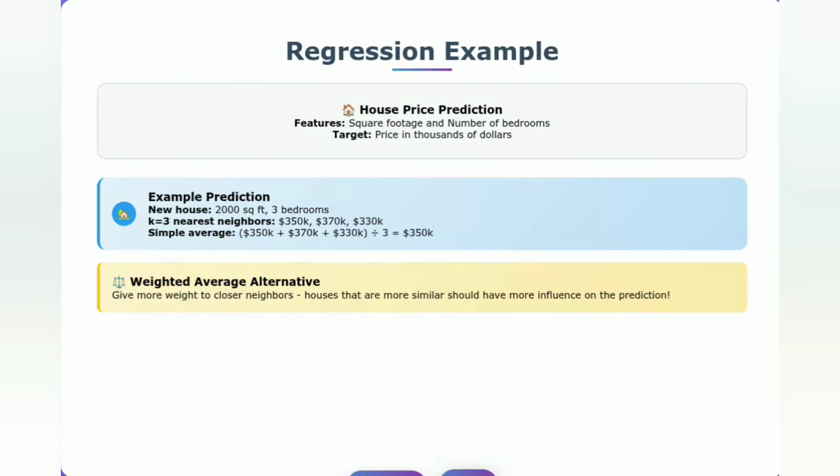This makes intuitive sense. A house that's very similar should have more say in the prediction than one that's just barely in the top k.